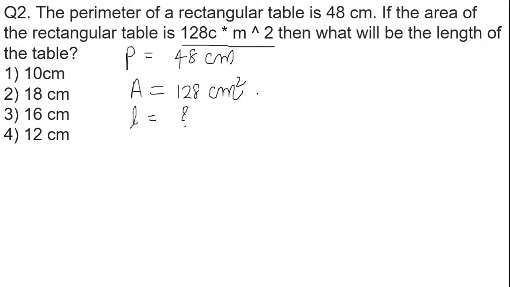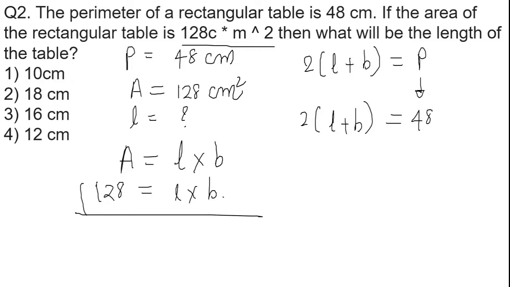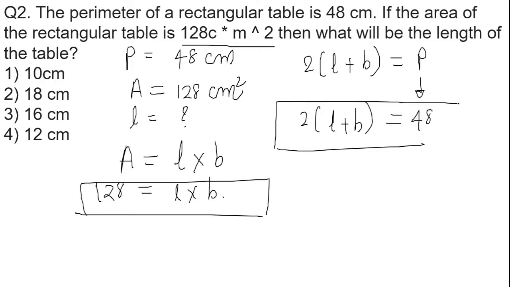So we know what is the perimeter. Twice of L plus B is the perimeter of any rectangle. So putting these values in the given formula, the perimeter is equal to 48 centimeter, and this is twice of L plus B. Similarly, we know the formula for area. Area is equal to what? L into B. And what is the given area? That is equal to 128 centimeter square. This is the area, this is the perimeter. We have to find the length of the table.